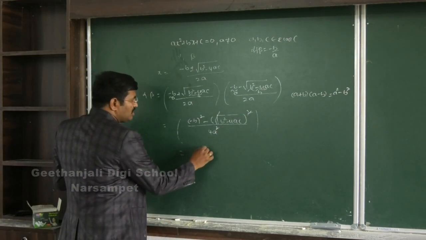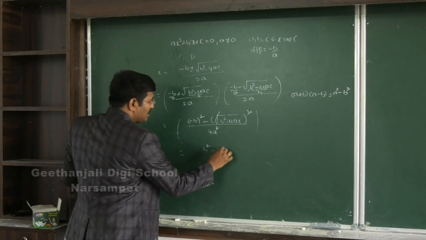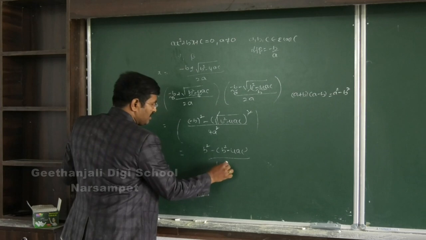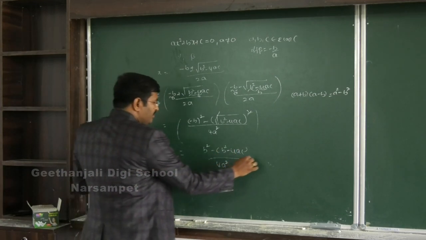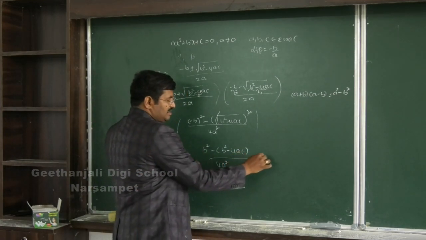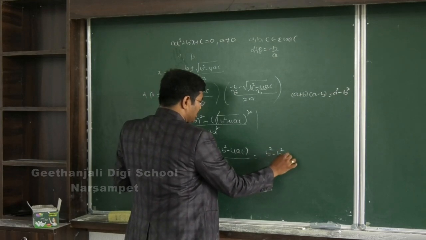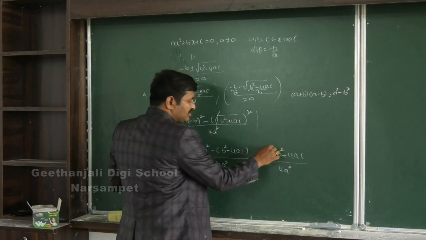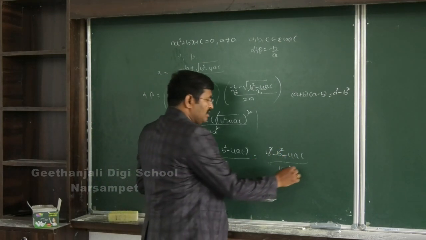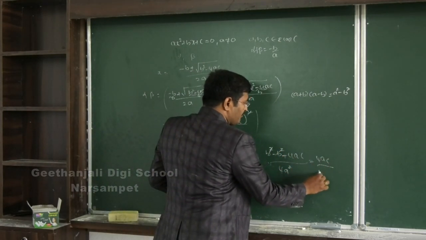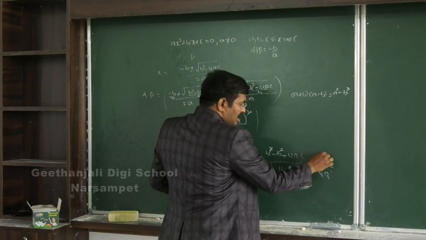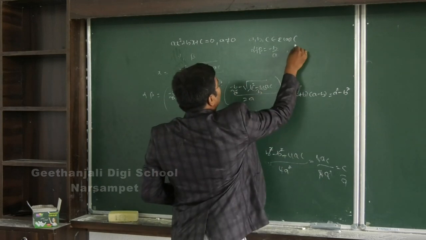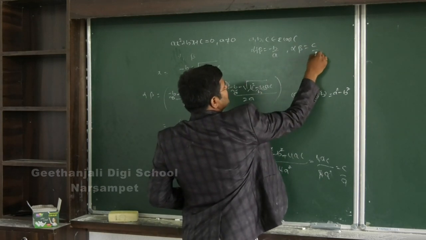What remains is minus b whole square, which is b square, minus of b square minus 4ac, all by 4a square. We simplify this: b square cancels, then 4ac by 4a square, where a cancels and 4 cancels, giving c by a. This is nothing but alpha beta is equal to c by a.